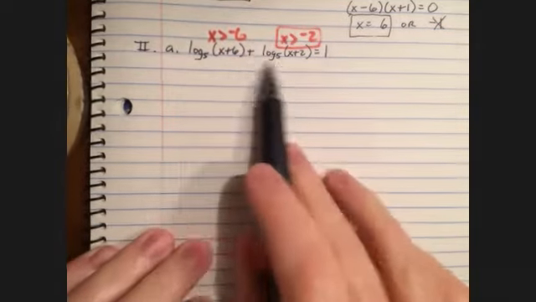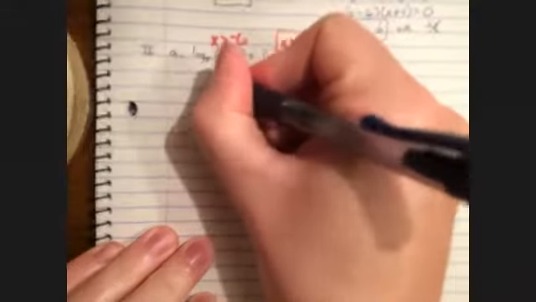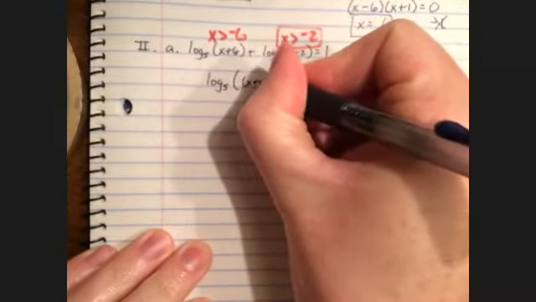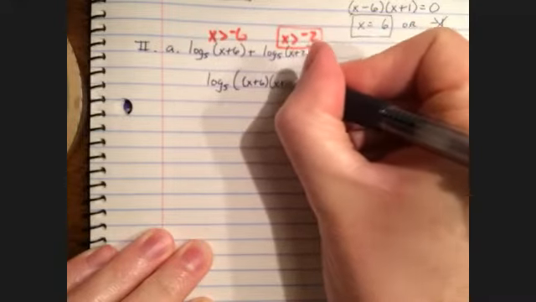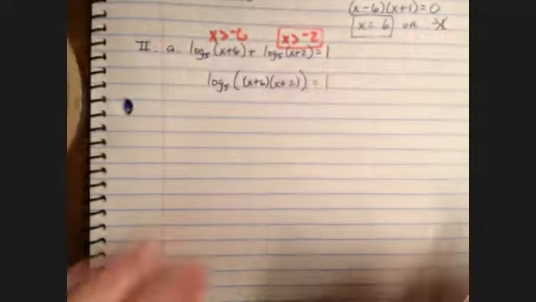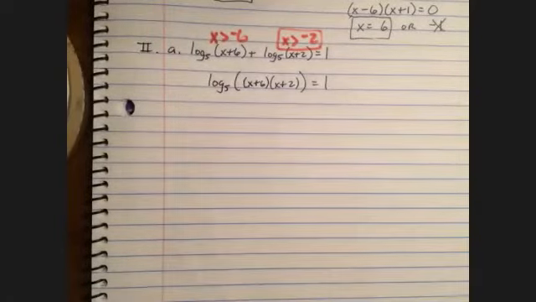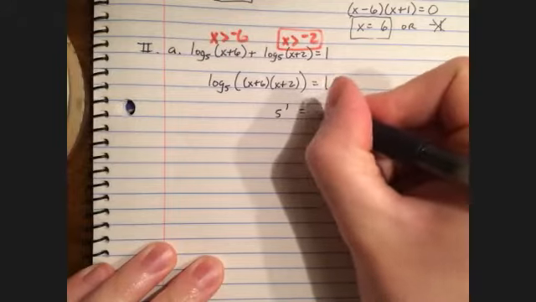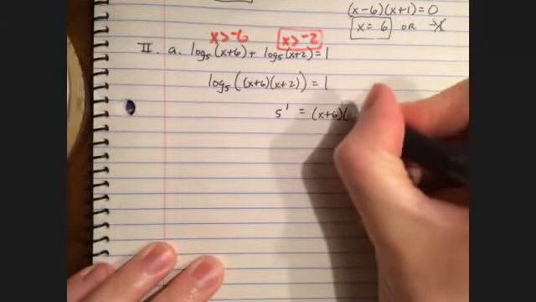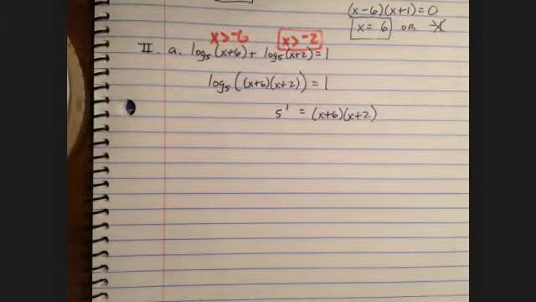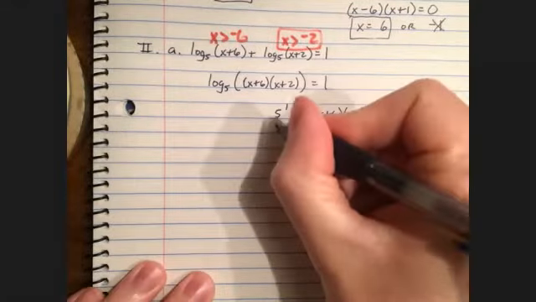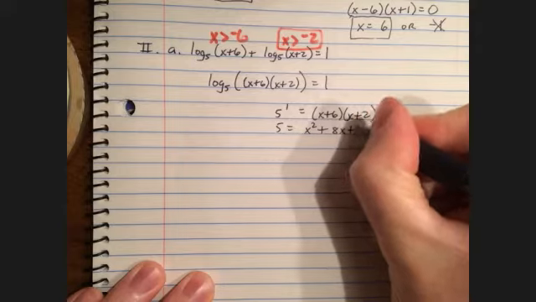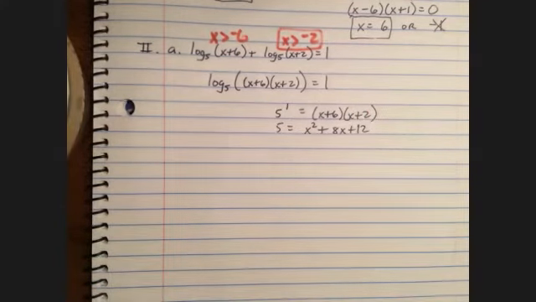So this is an addition again. So remember, the same exact thing as writing it as log base 5 of x plus 6 times x plus 2, and that's all equal to 1. So now we're going to use our normal logarithm definition. 5 to the first is equal to x plus 6 times x plus 2. So we know that's x squared plus 8x plus 12 after we expand it.